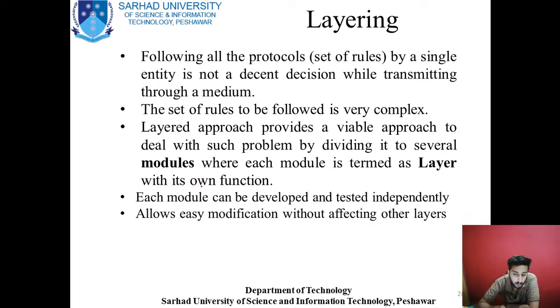What do we do? We basically divide and rule. What does it mean? We basically divide the complex structure into small simple structures, and this is basically known as modular approach or layer approach. By this I mean that taking the whole system at once is much more difficult to handle.